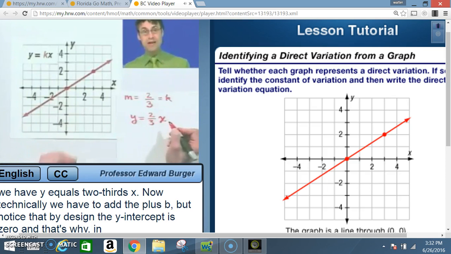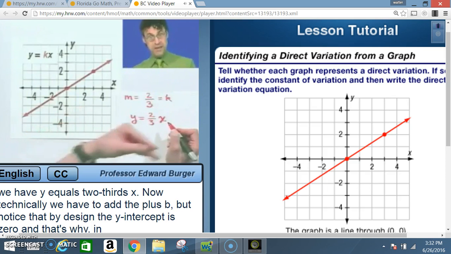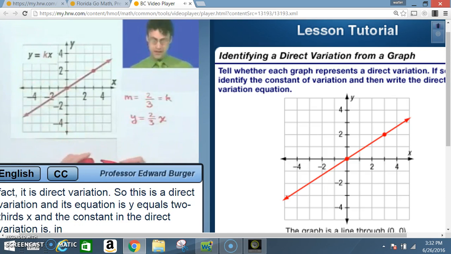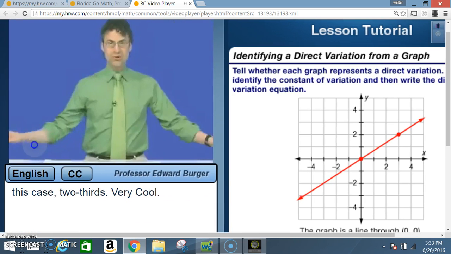Now technically we have to add the plus b. But notice that by design, the y-intercept is 0, and that's why it is a direct variation. So this is a direct variation, and its equation is y equals 2/3 x, and the constant in the direct variation is, in this case, 2/3. Very cool.